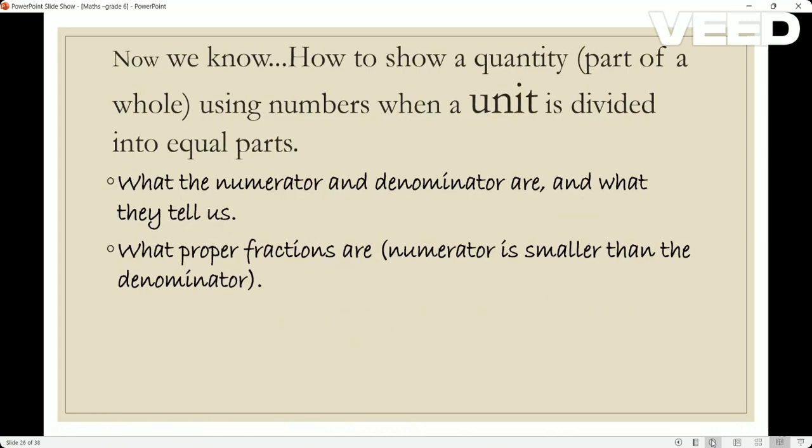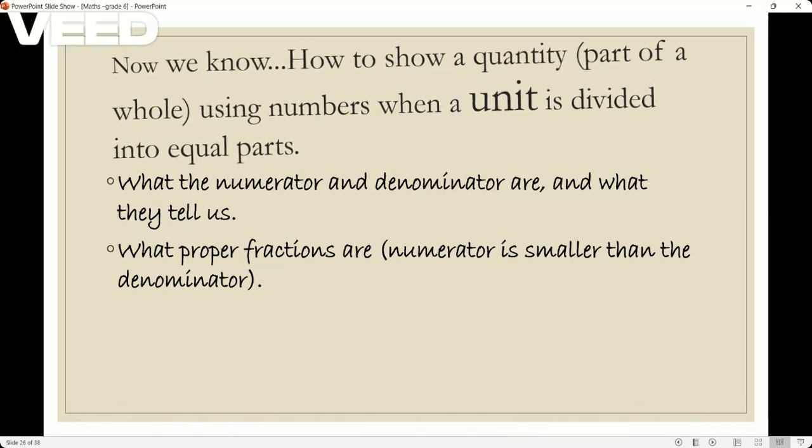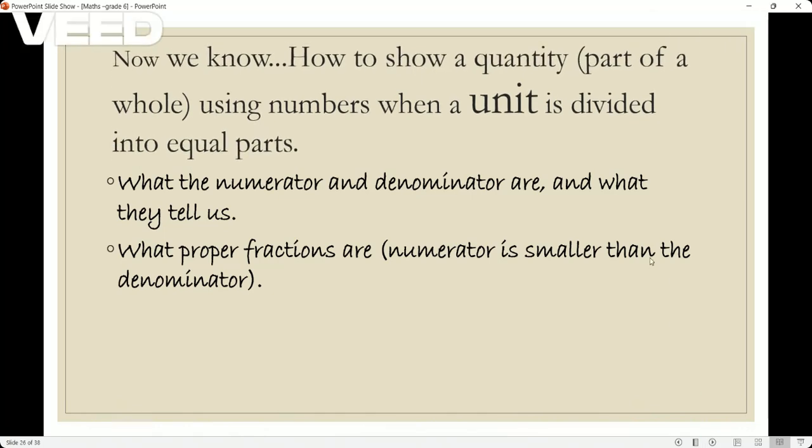So now we know how to show a quantity, part of a whole, using numbers when a unit is divided into equal parts. What the numerator and denominator are, and what they tell us. What proper fractions are: the numerator is smaller than the denominator. So that's what we learned up to now.